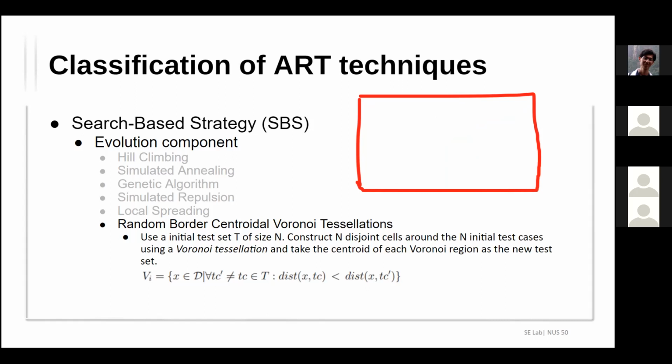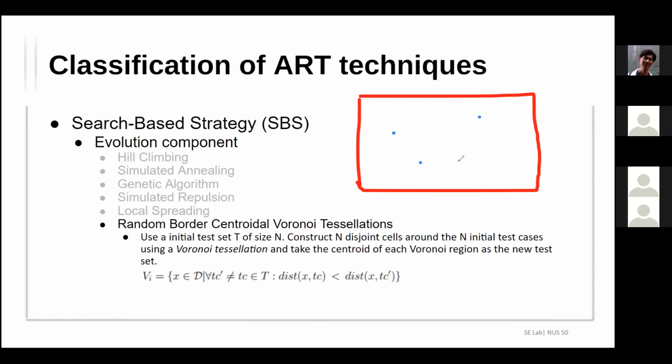Yeah, sure. That's of course a very reasonable question to have. Let me just get a pen. Great. So again, we have this concept of the Voronoi tessellation, a way of partitioning our input domain. We start first with a number of test cases in our initial test set, so it's of size n.